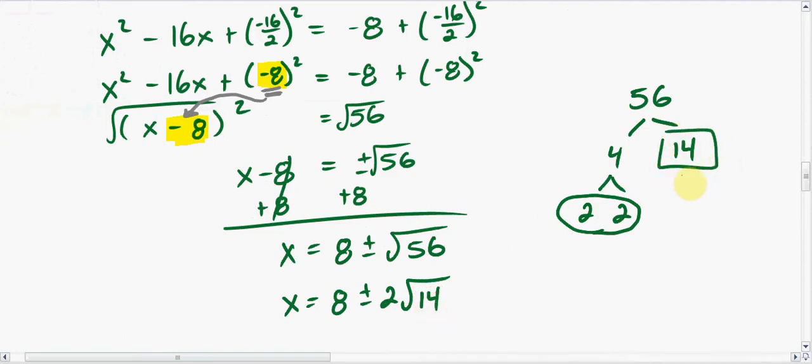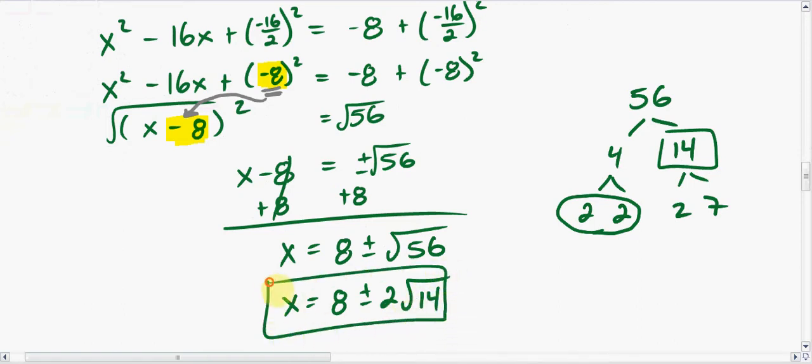And we know square root of 14 because 14 can't get broken down anymore. It can get broken down into 2 and 7. Alright, but those numbers can't get broken down any further. So we don't have another pair here. So you essentially do 2 times 7 to get back to 14, and this is our final answer. X equals 8 plus or minus 2 root 14.